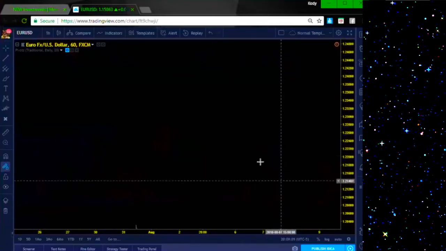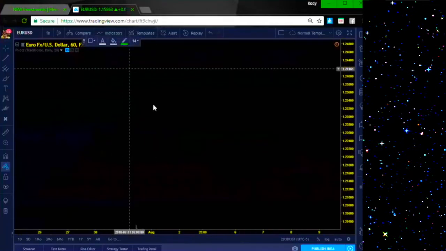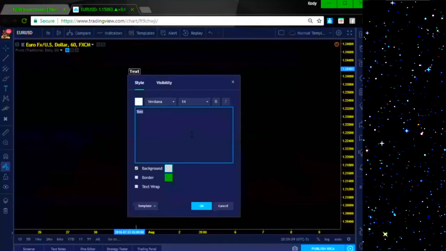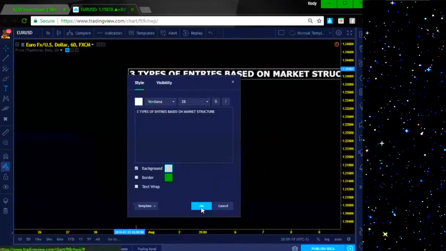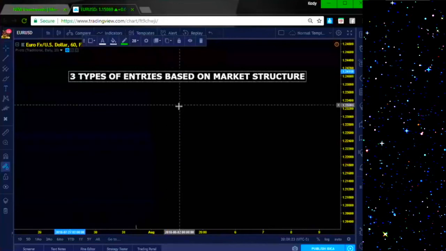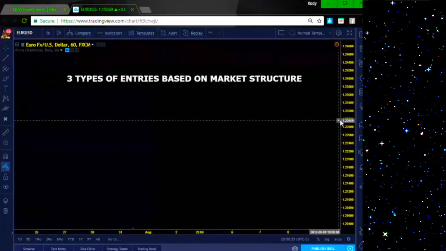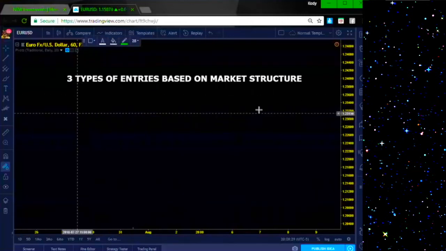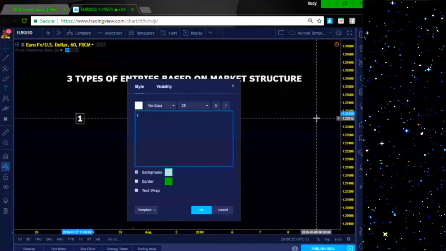So I'm going to move us up. This is where you will want to start taking notes. Three types of entries based on market structure. Let's make this bigger. Let's go with 28. Man, the 28 did not disappoint. That's definitely pretty big. Three types of entries based on market structure. Entry type number 1, market reversal.